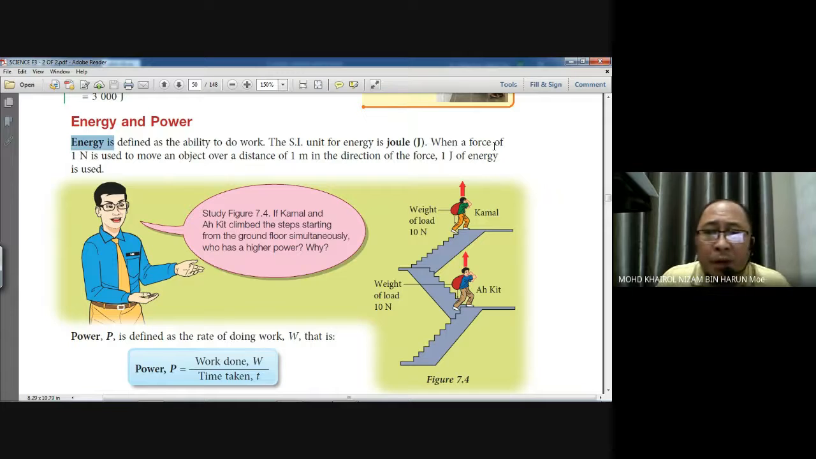So when a force of 1 Newton is used to move an object over a distance of 1 meter in the direction of the force, 1 joule of energy is used. So you can see from here that whatever the value of work done, that is the same as the energy that is being used. So we require energy to do work.